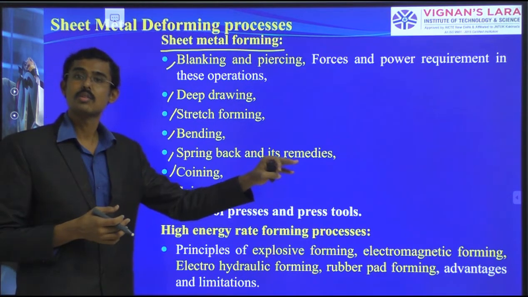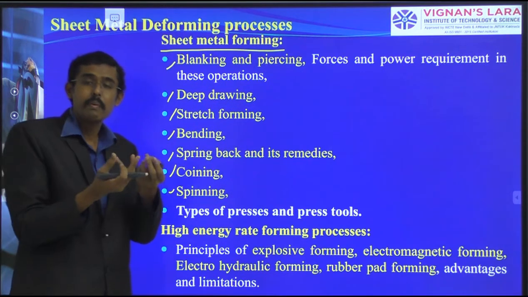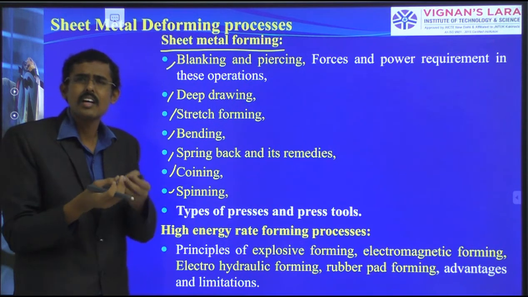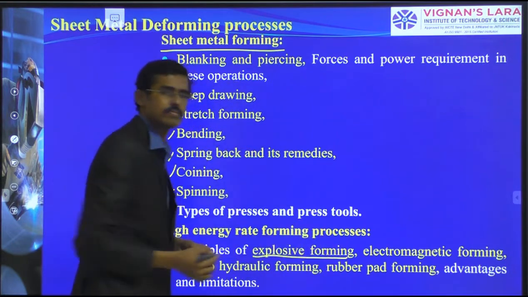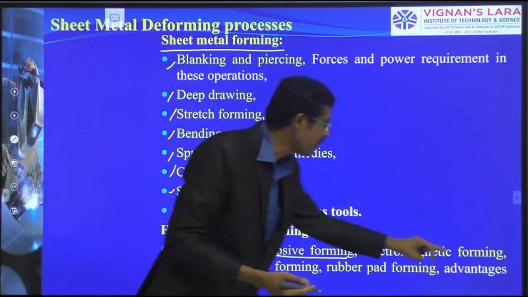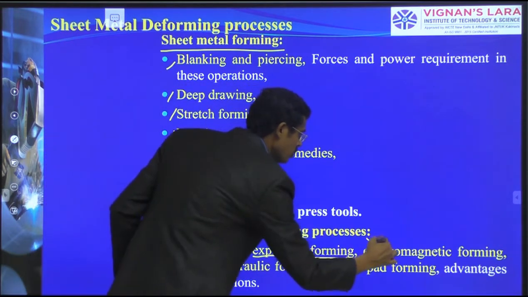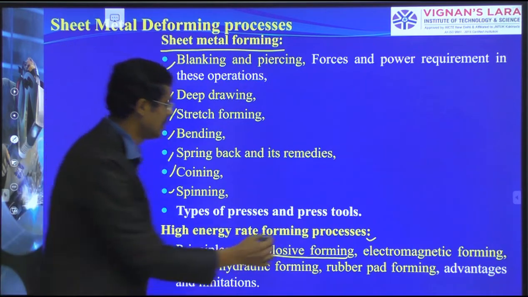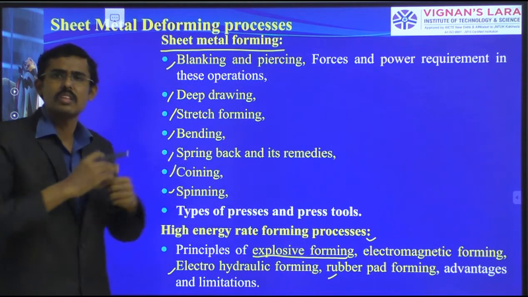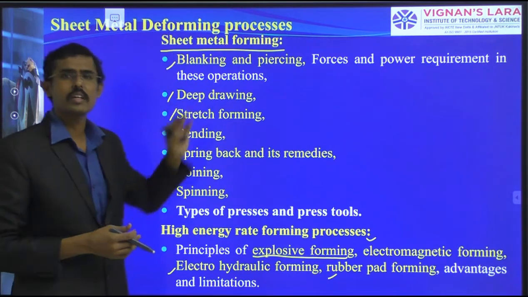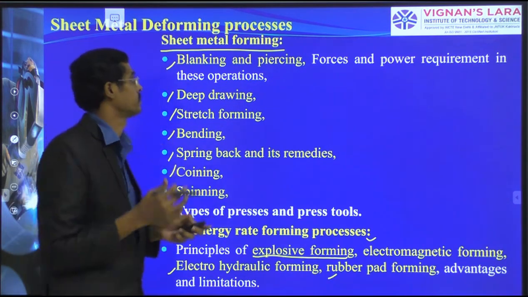And later, a few more energy forming processes are also there. We are using some energies to form this sheet metal, bending or shape changing process, such as explosive forming, electromagnetic forming, electrohydraulic forming, and rubber pad forming. So these are various other types of advanced methods for sheet metal forming. So such cases are possible. We have to see one by one.